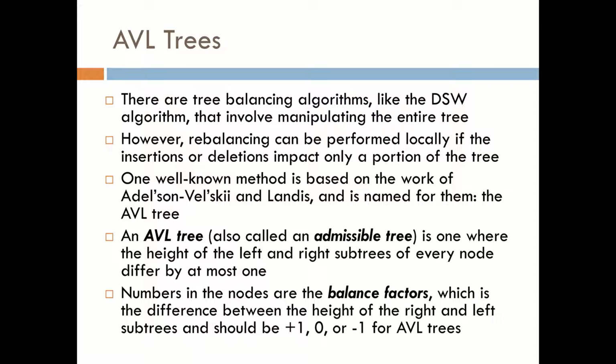So what's an AVL tree? An AVL tree is also called an admissible tree, but it is one in which the height of the left and right subtrees of any node in the tree differ by at most one. Now that last bullet on the slide implies that we're going to use +1, 0, -1. That is out of your book.